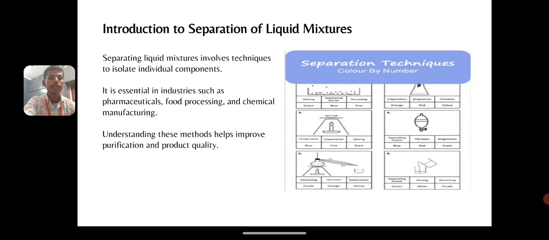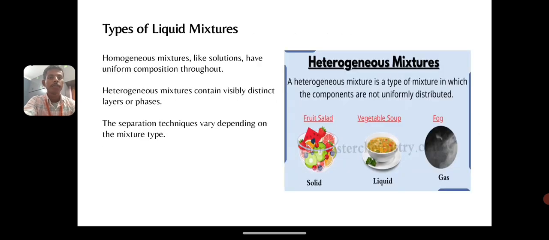Now, let us discuss types of liquid mixtures. These are generally divided into two types: homogeneous mixtures and heterogeneous mixtures. Let us discuss homogeneous mixtures. The composition is uniform throughout. Examples: alcohol and water mixture. Homogeneous mixtures are like solutions.